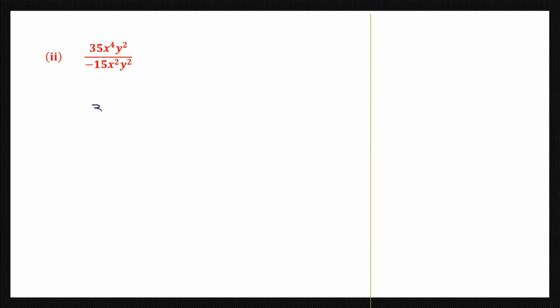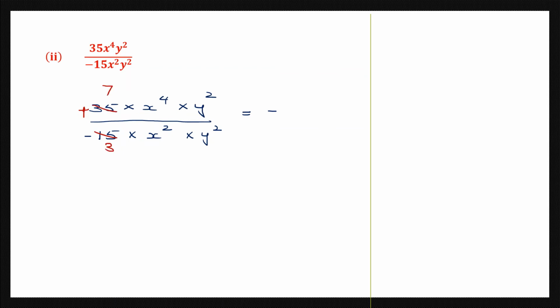Question 2. 35 into x to the power of 4 into y to the power of 2 divided by minus 15 into x to the power of 2 into y to the power of 2. So first let's look at the signs. Here we have a plus sign and a minus sign. Plus into minus will be minus. So the sign is minus. Let's cancel the numbers 35 and 15 by 5. 5 3s are 15 and 5 7s are 35.